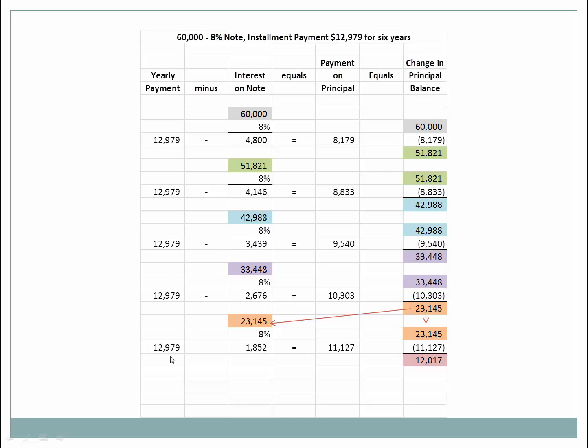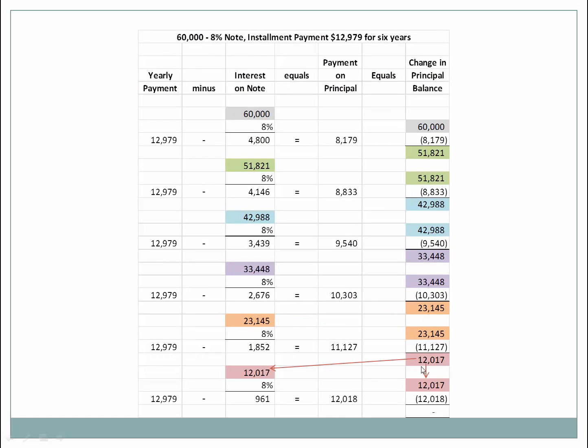So out of the $12,979, $1,852 is associated with interest, which means the remaining portion of our payment represents a pay down on the principal, which will give us a new principal balance. And we'll calculate that at 8%. Of the $12,979, the only portion associated with interest will be $961. The remainder will be associated with the principal, and will pay out the note.